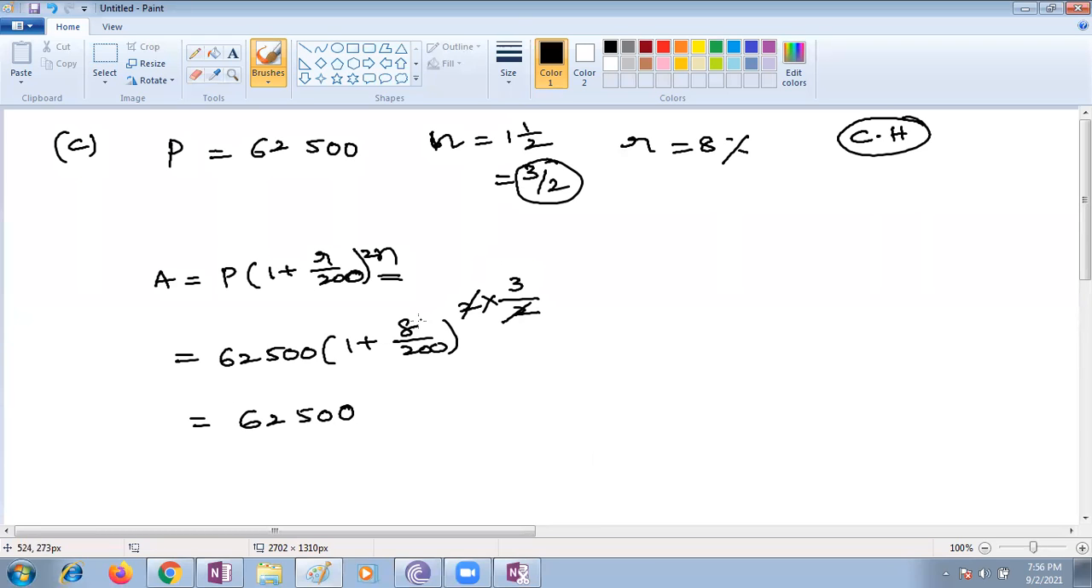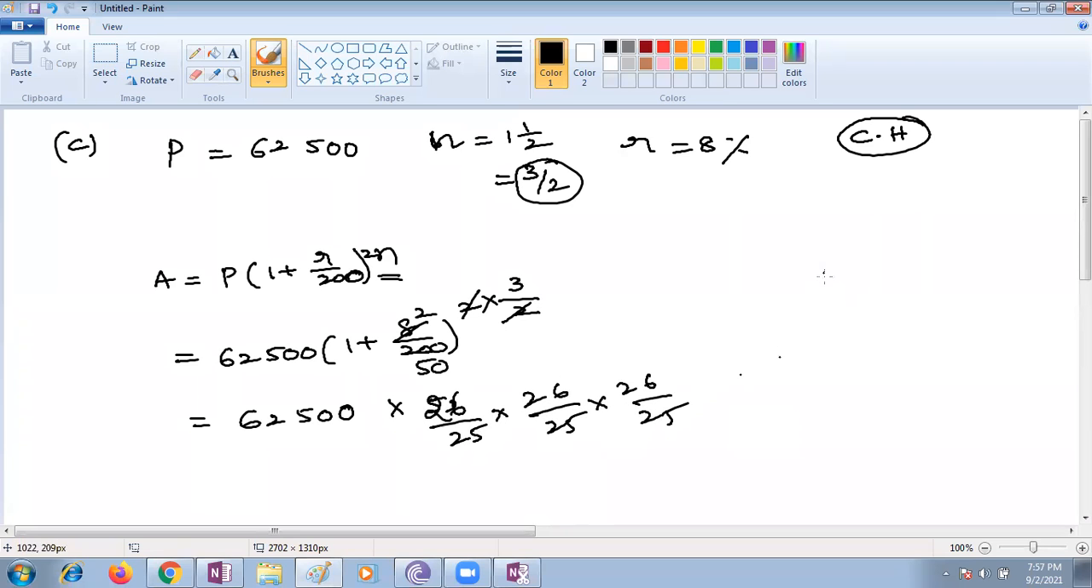Now you can simplify here. 4 twos are 8, 4 fives are 20, 50 times. So 50 plus 2 means 52 by 200, which gives 26 by 25, whole power 3. 26 again will cancel, right? 2 ones are 2, very good. So 26 by 25, 26 by 25, 26 by 25.